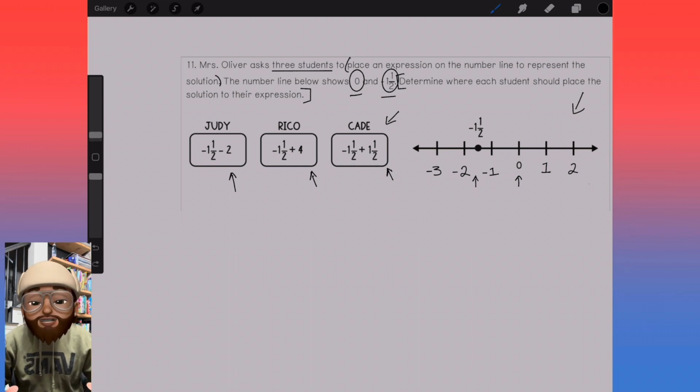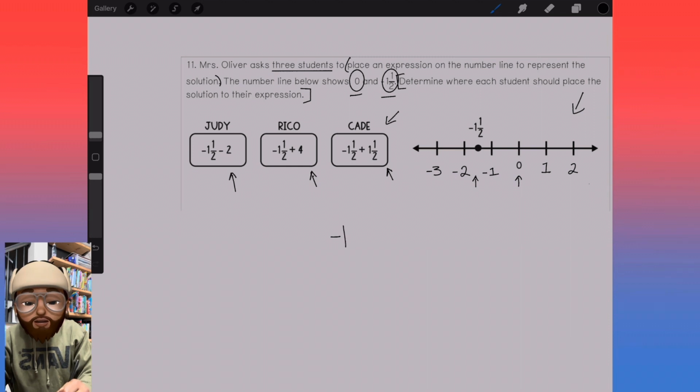So if you can see Judy's, you see that this is subtracting fractions. So we'll save this one until the end because that'll be our next lesson. So let's start with Rico. We have a -1.5 plus 4.